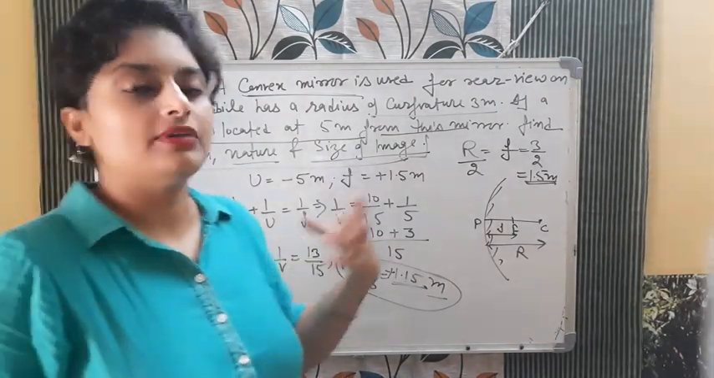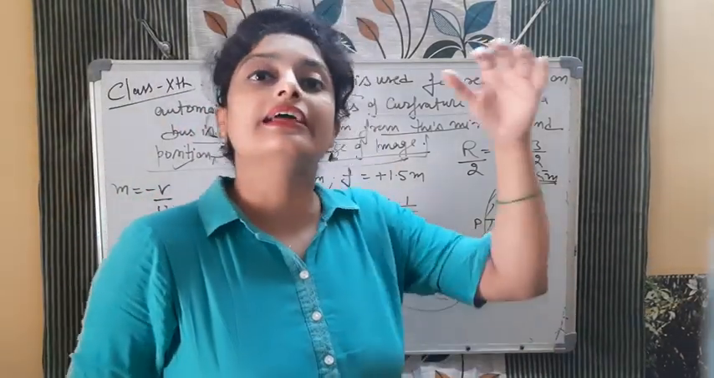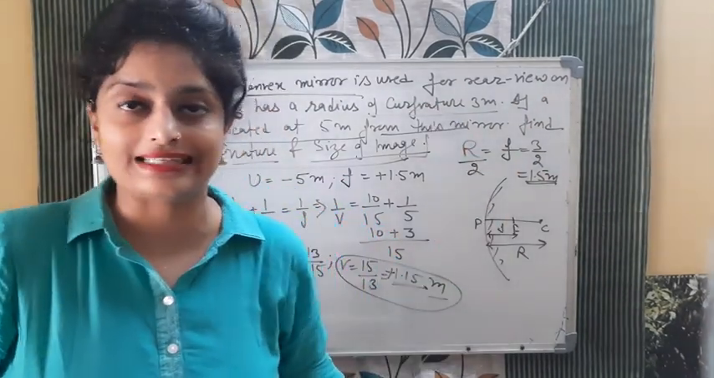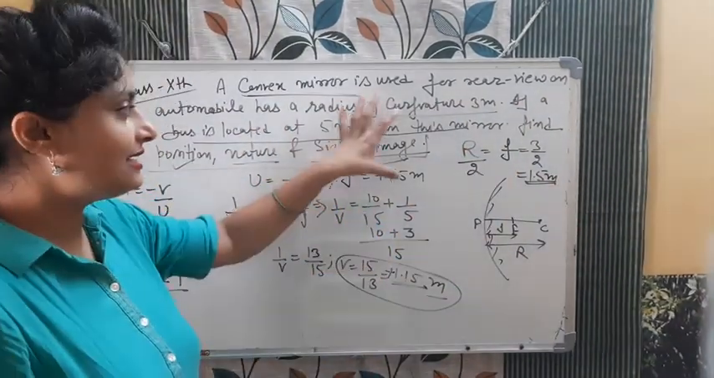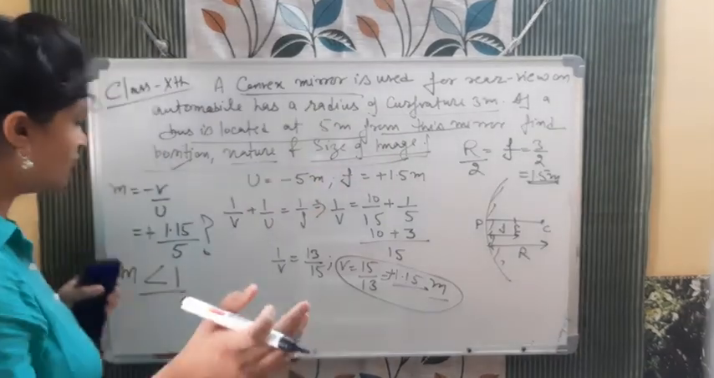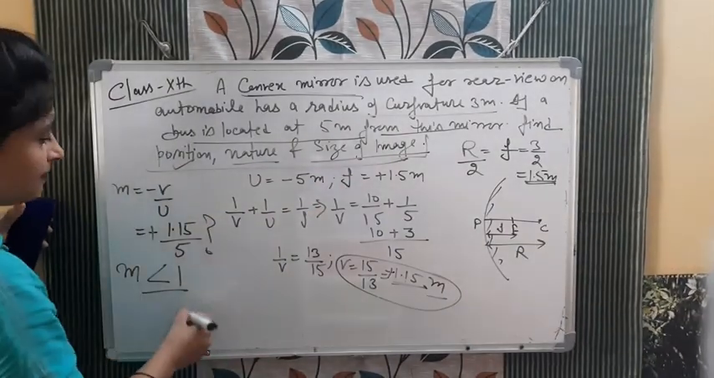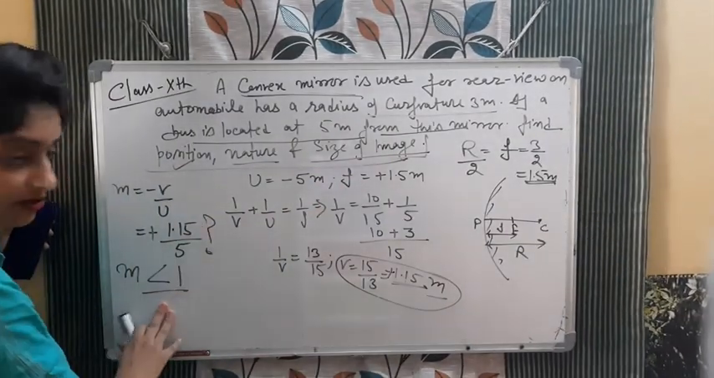less than 1 का मतलब क्या है बच्चा? That the image is diminished in size. It is less than the height of object. And if they want to compare it, how you will compare? यहाँ से तुम लोगों को इसको डिवाइड करके वैल्यू फाइंड आउट करना है.